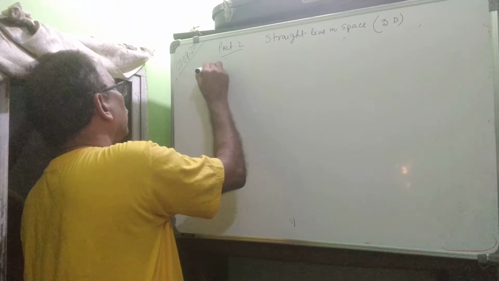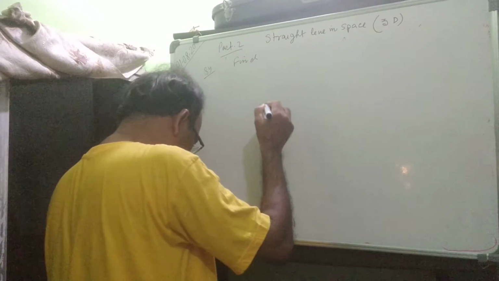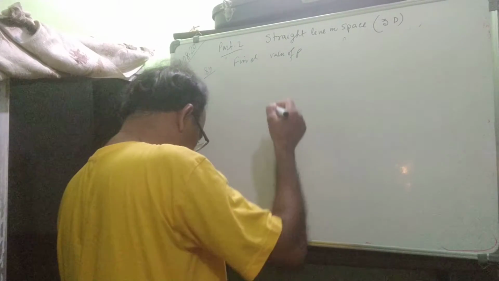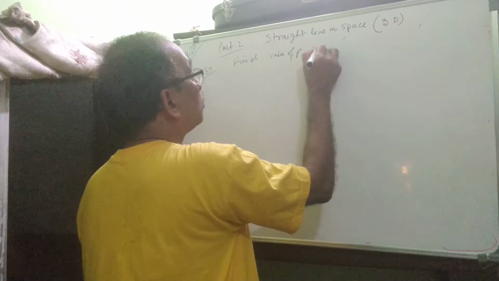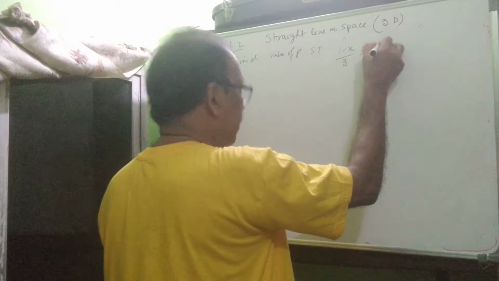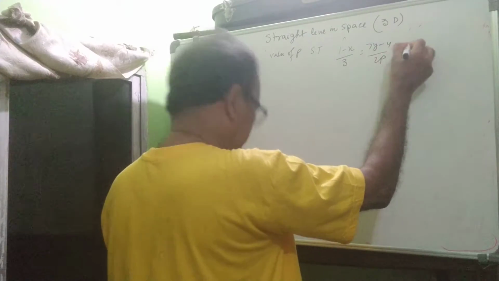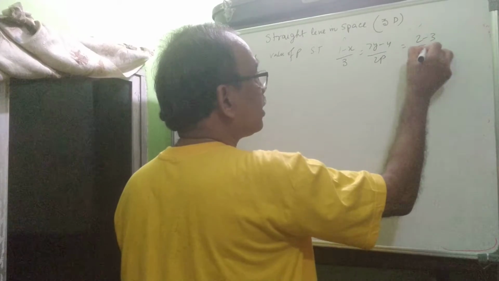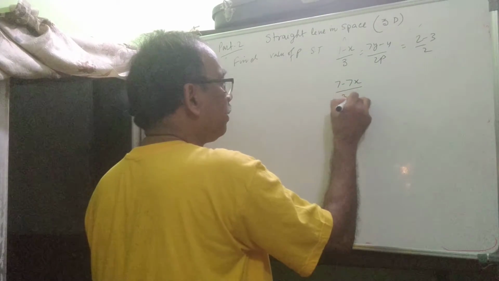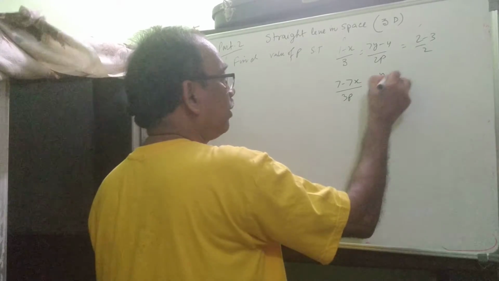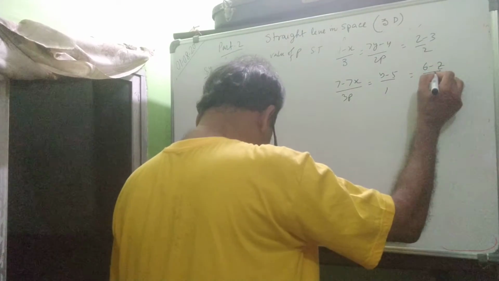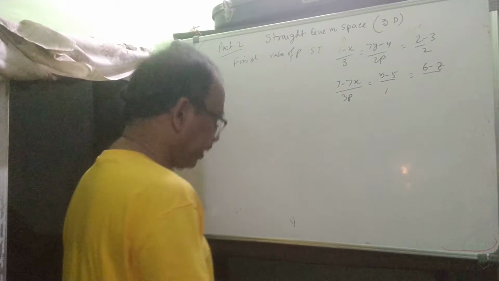Question number 4. Find the value of P such that 1 minus x by 3 equals 7y minus 14 by 2p equals z minus 3 by 2, and another equation, 7 minus 7x by 3p equals y minus 5 by 1 equals 6 minus z by 5.